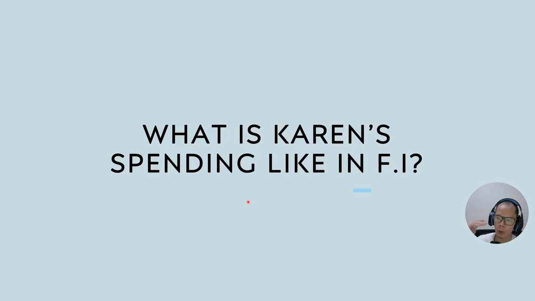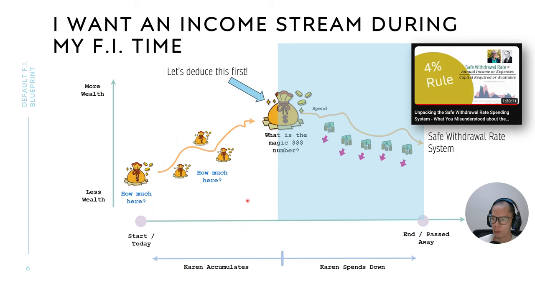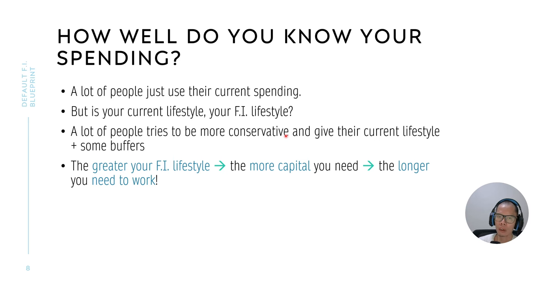So the first thing to actually find out is what Karen is spending in FI. Basically, it's this spending. We're talking about this spending over here, and I think this is important because it drives everything. A lot of people just use their current spending. Like today, let's say you're 31 years old, you earn like $5,000, but you spend about $2,000. So that will be the amount that you anchor inside your head, and that's what you actually plan for, because you hope that if you have passive income today of about 2,000 a month, then you don't have to work anymore. Okay, that's not a bad idea.